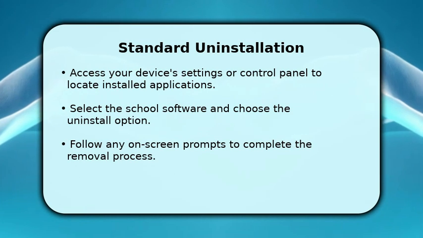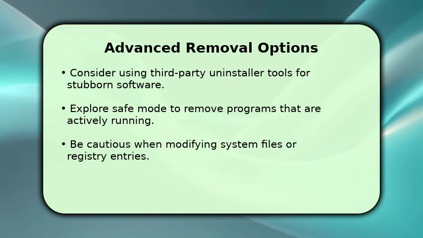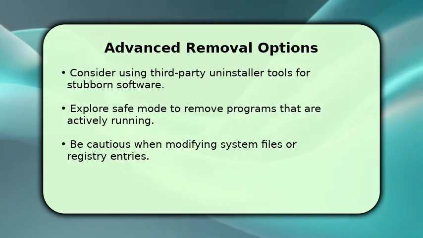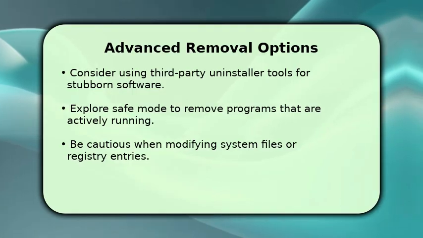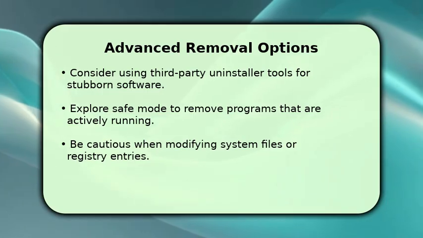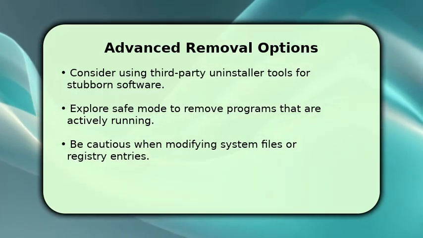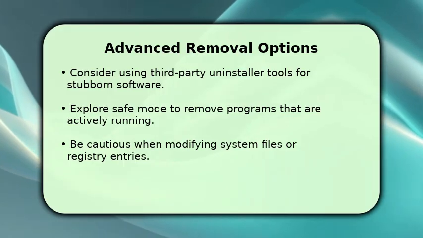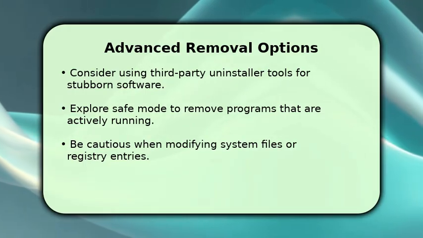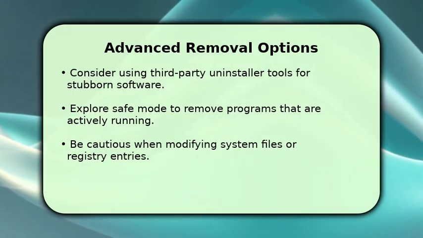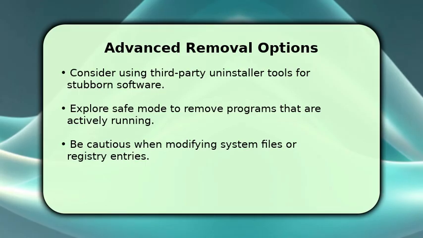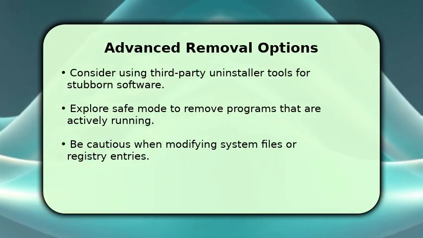For more persistent software, you might need to explore advanced removal techniques. Consider utilizing reputable third-party uninstaller tools, which can often detect and remove stubborn programs more thoroughly. If the software is actively running and preventing removal, try booting your device into safe mode. Exercise extreme caution when modifying system files or registry entries, as incorrect changes can cause system instability. If you encounter significant difficulties, seeking assistance from IT support is always a wise decision.